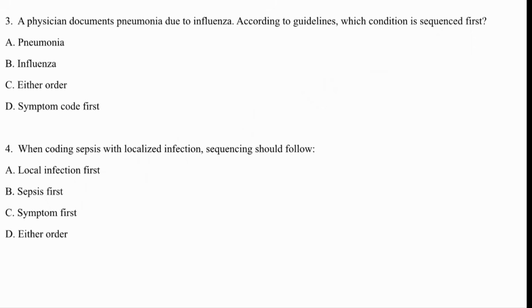Next question. A physician documents pneumonia due to influenza. According to guidelines, which condition is sequenced first? Option A, pneumonia. Option B, influenza. Option C, either order. Option D, symptom code first.